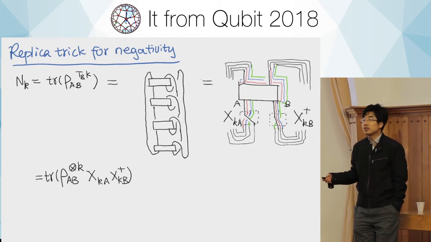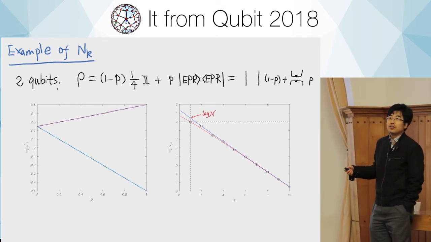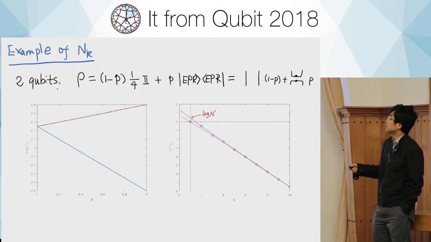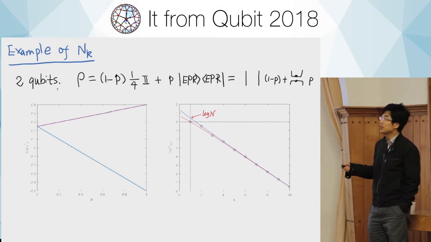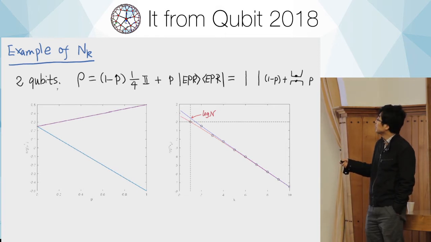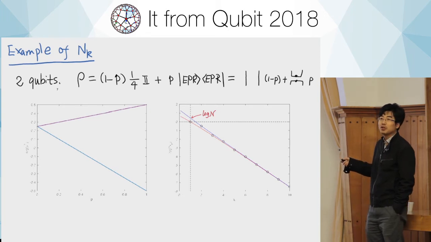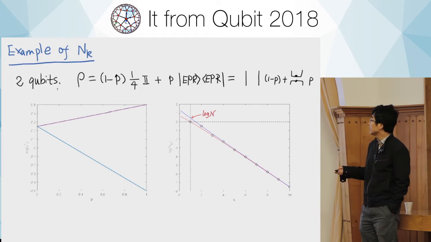Okay, so just to give you a little bit of intuition for those of you who were not familiar with negativity, let's look at the example of 2 qubits. For example, if you have a maximally mixed state, of course it's separable. So the eigenvalues of the density matrix are 1/4, and it's trivial. Then you can interpolate from that state to an EPR pair state of 2 qubits. That one is pure and it has entanglement, it certainly has a negativity.